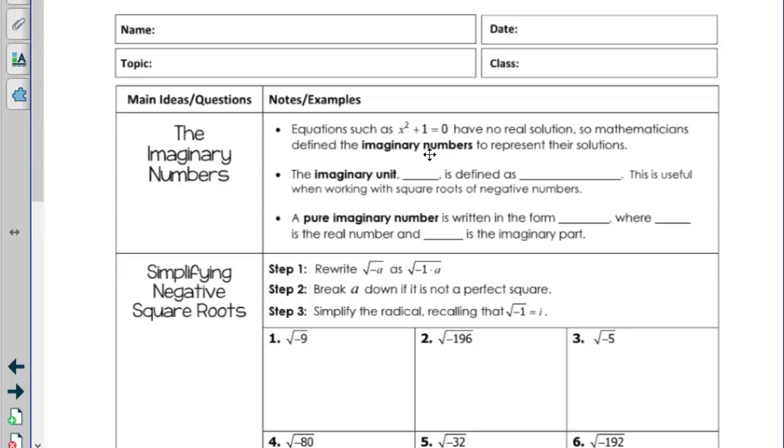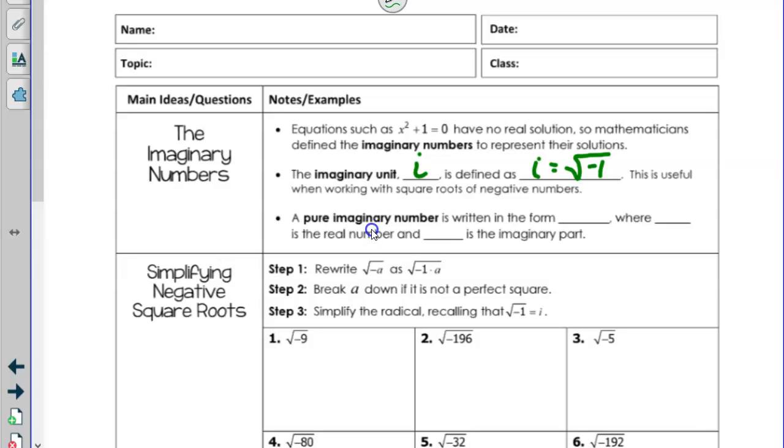So we're defining them as imaginary numbers. In the imaginary unit, we use the letter i. So when you see the i, that means you're in the imaginary system. And i is equal to the square root of negative 1. Since in the real number system there's no value of the square root of negative 1, we're going to call it i. Once you have an i in there, you've now moved into the imaginary system.